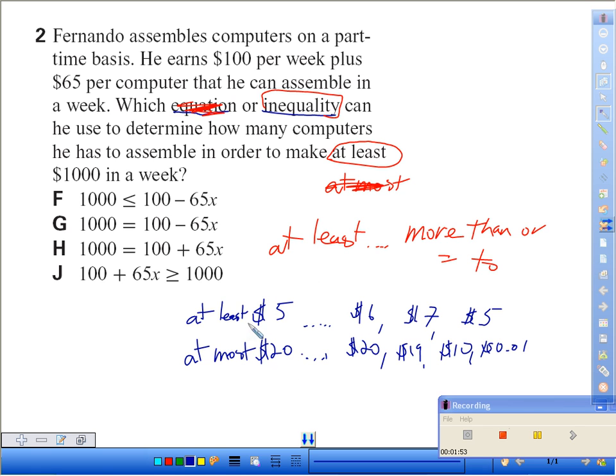So it's kind of a tricky problem because when you think at least, you're thinking less than. That's not true. When you see at most, you think more than. That's not true. It's a play on words. Now if I said more than, obviously that's easy to interpret. But at least and at most are two very tricky phrases that you really need to think about in order to solve a problem.